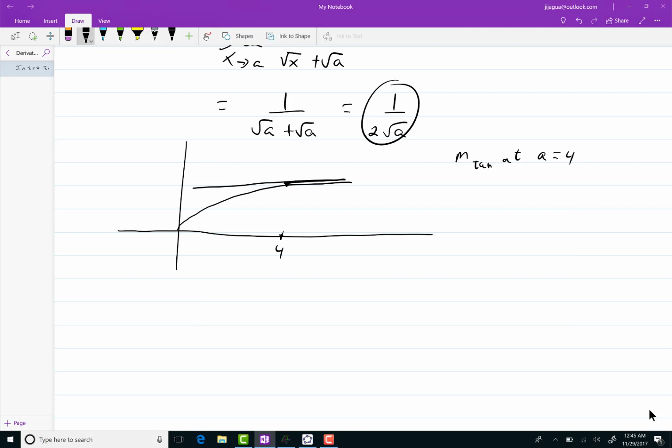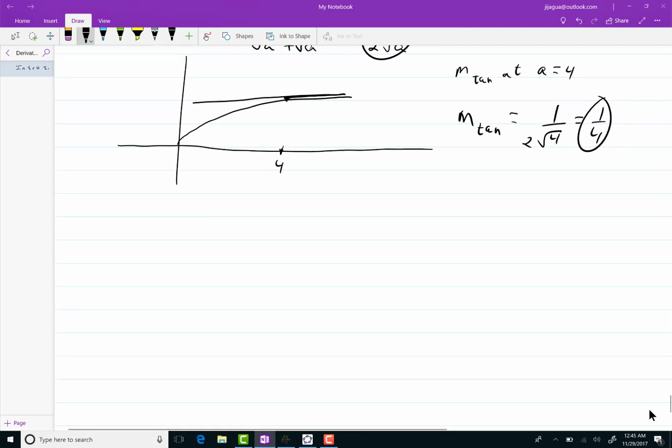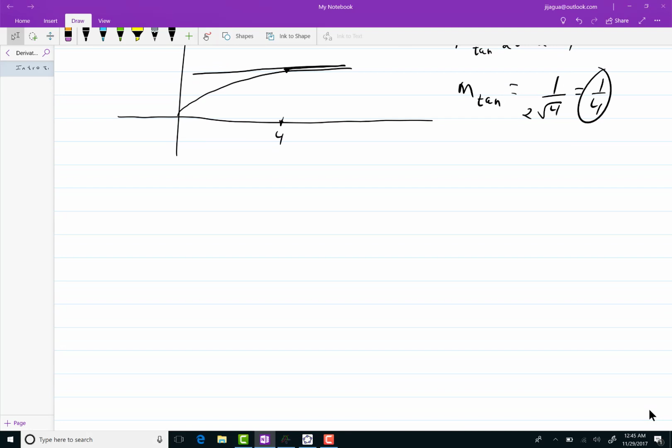M tan at a equals 4 equals 1 over 2 radical 4, which equals 1 over 4. So as you can see, that's not a very diagonal kind of a line. It's pretty flat. So my graph's a little bit off, but you get the idea, I hope.